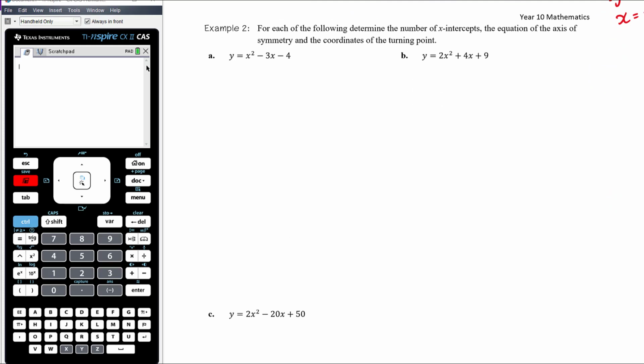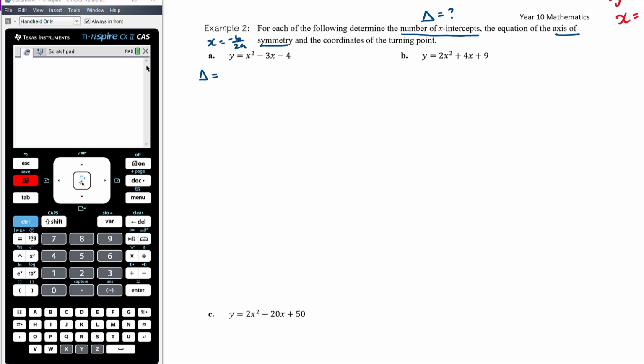Okay, so example 2. For each of the following, determine the number of x-intercepts. So that's going to be to do with the discriminant. The equation of the axis of symmetry. So axis of symmetry is x equals negative b on 2a, and hence the coordinates of the turning point. Okay, so it's not asking us to find the x-intercepts. So number of x-intercepts, let's focus on the discriminant.